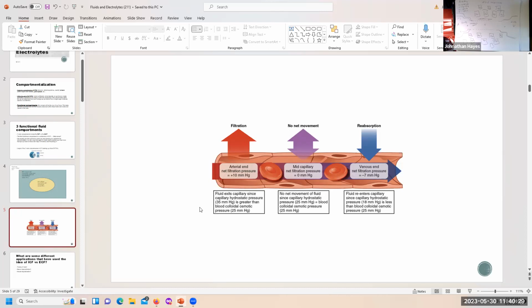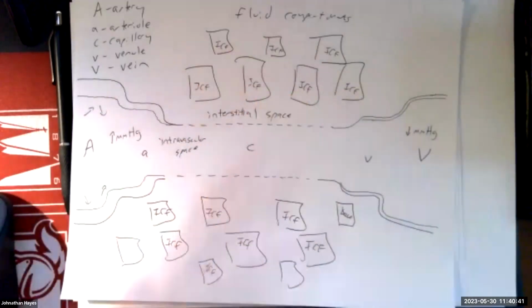They're going to need oxygen. Where's that going to come from? They're going to need chemicals, nutrients, electrolytes. Where are those going to come from? How do we get it there? So we'll describe how this works.